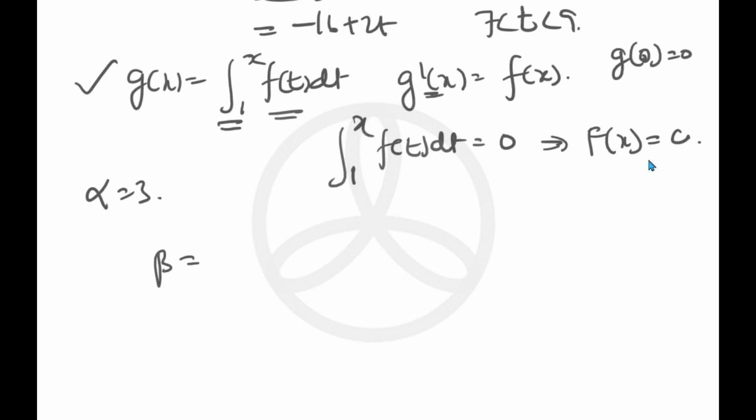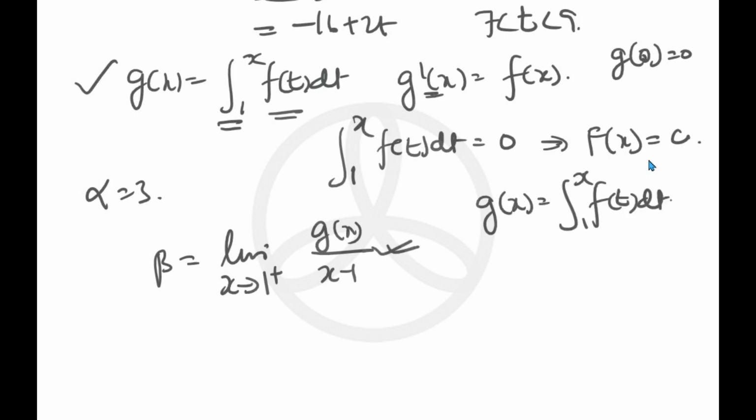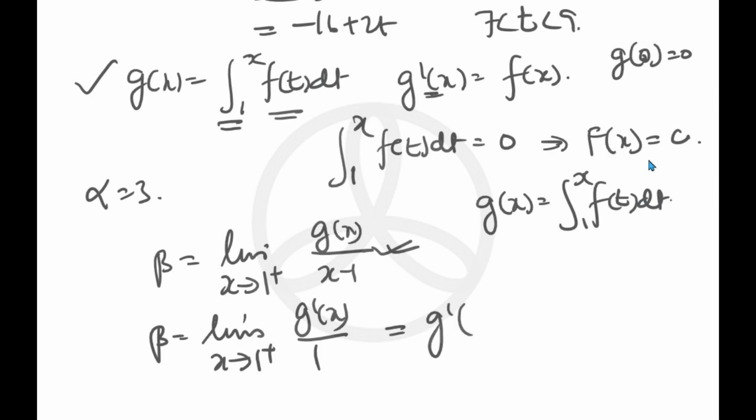Now we have to find beta. Beta is the limit of x tends to 1 from the plus side, g(x) divided by x minus 1. We know g(x) is, apply L'Hopital's rule here, we get the limit x tends to 1 plus of g'(x) divided by 1. And we have to find g'(1) here. What will be g'(0)? Not g'(0), rather g'(1) plus. This will be g'(1) from the plus side.